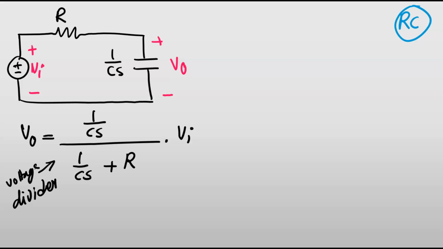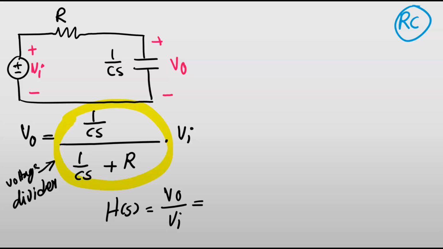I can use this voltage divider equation and describe my transfer function, which is VO over VI. VO over VI is going to be this term, and I'm going to multiply everything by S over R in both numerator and denominator. And what I'm going to have is 1 over RC in the numerator and S plus 1 over RC in the denominator.